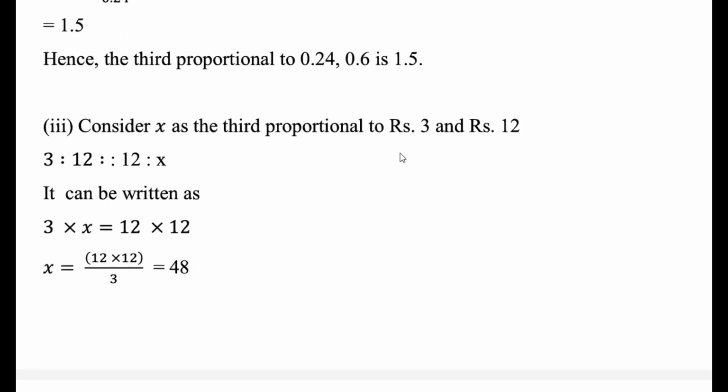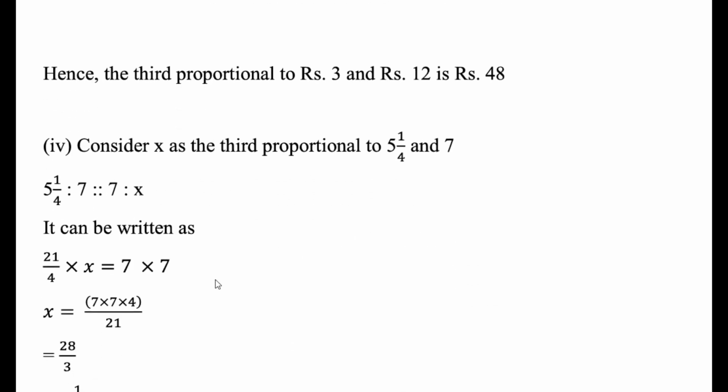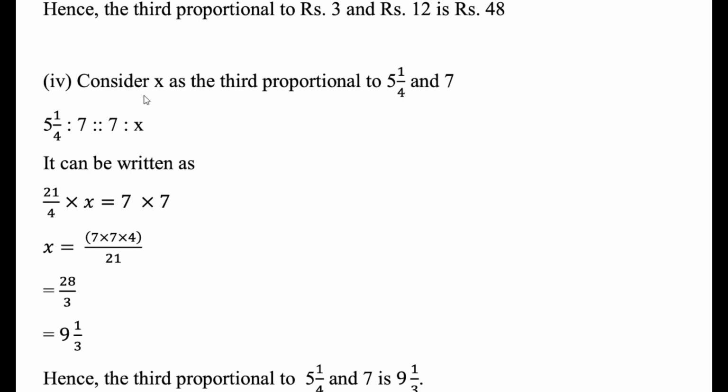Consider x as the third proportional. Again you are taking x as the third proportional, so 3 and 12. So 3 into x is equal to 12 into 12. So first into the last is equal to second into third. Okay, so you will get x is equal to 48. Come to the next problem.